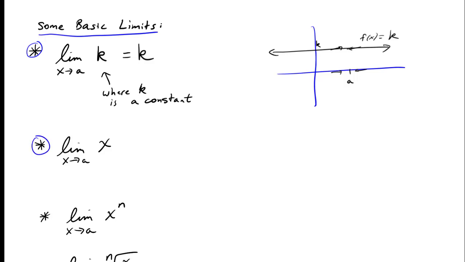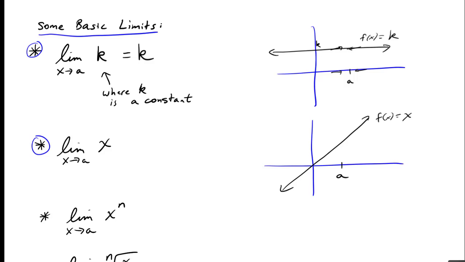Limit as x approaches a of x. All right, now we have a slightly different function. We have the identity function. So we have the function f of x equals x. All right, and so if we're talking about some point a, and we approach a from the left and the right, that would mean we would be approaching it like this along the function. But because this is the function f of x equals x, or in other words, y equals x, this value over here is a, because x equals a is going to give you f of x equals a.